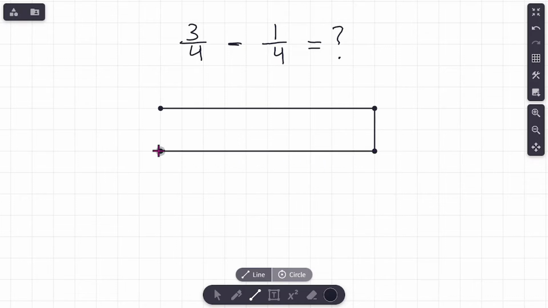So we've got 3/4 minus 1/4, and one of the things I want to point out to you is I want you to look at these denominators real quick. Do you notice how these denominators are the same? They're like denominators, they're common denominators.